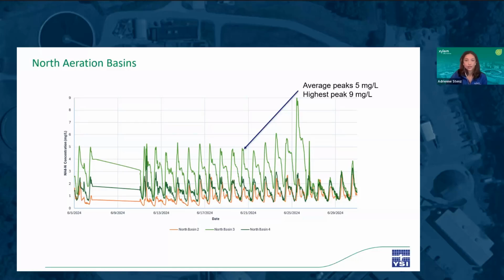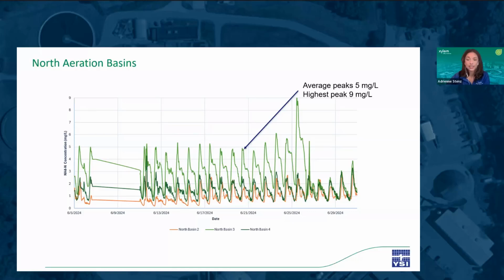North Aeration Basin 2, indicated by the orange line, saw the lowest ammonia concentration across the basins, which makes sense since it saw a larger volume of flow, on average treating the same volume of flow in MGD as North Basins 3 and 4 combined. Thus, it had a diluted nutrient concentration.